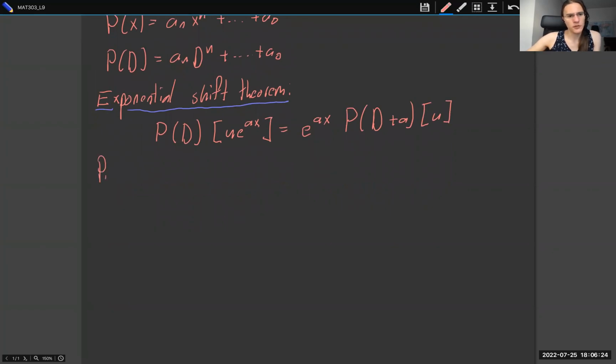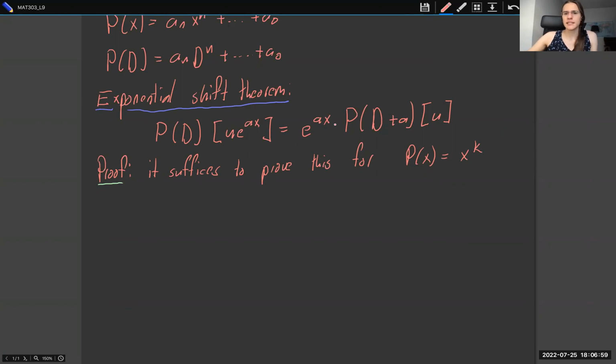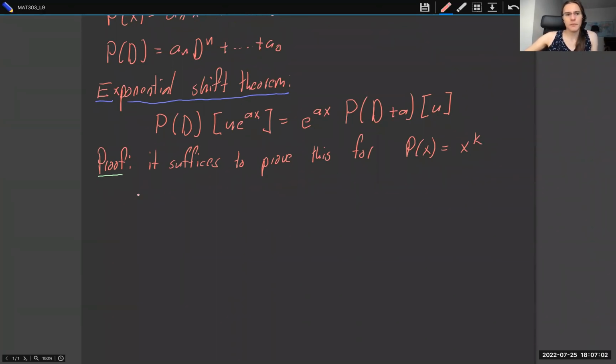So proof. This is probably the very first proof that we're doing in this entire course. So observation 1 is that it suffices to prove this for P of x equal to x to the k. And the reason is that this entire equation is linear. So if P is the sum of two things, then both sides can be broken up as the sum of two things.